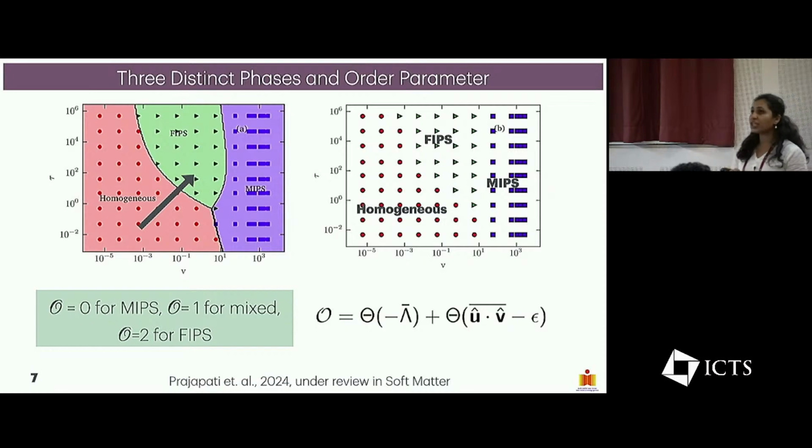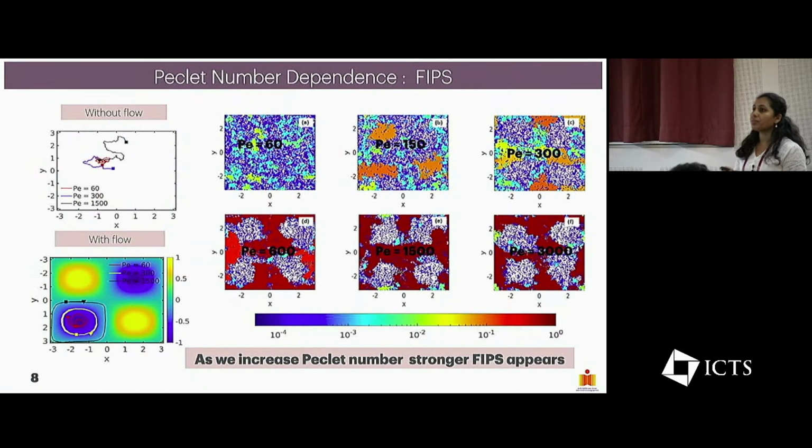Now I am interested to explore the FIPS in more detail by changing the tau value, which is coming as the Peclet number. So we are varying the Peclet number. We are going from lower Peclet number to higher Peclet value, and what we observe is that as we increase the Peclet value, we are seeing a clear FIPS.